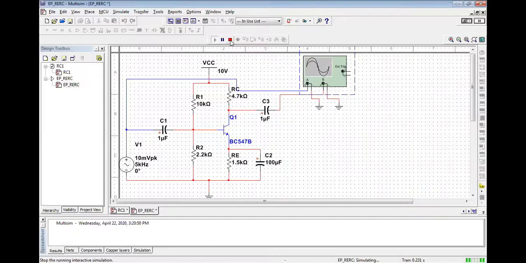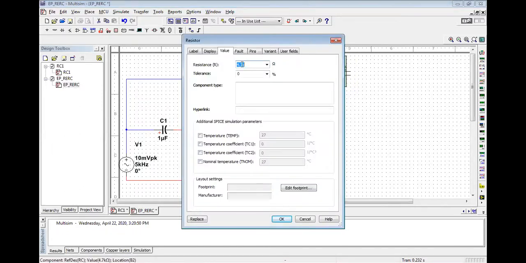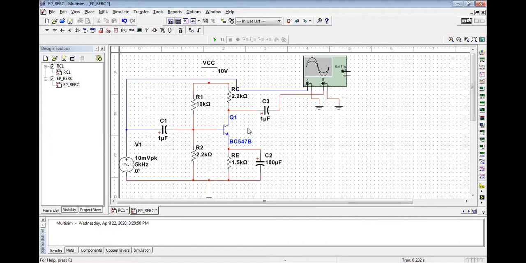Now I'm going to demonstrate the effect of RE also. Here you can see in RE right now it is 1.5K. For this execution, again I want to take the same observation that we did for 2.2K. For 2.2K, you know the value of gain, that is 59. So I have set it for 2.2K and 1.5K. For this reading, the value of gain is 59, right?